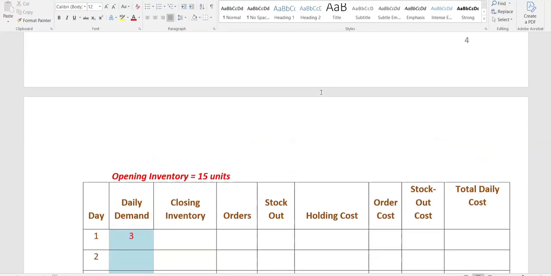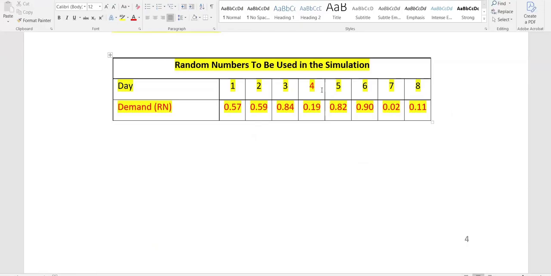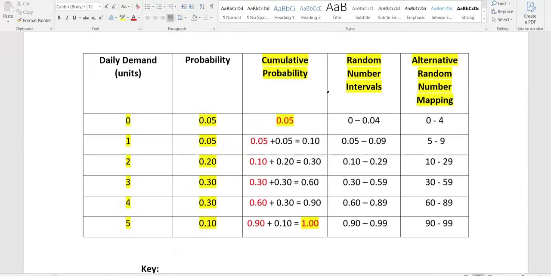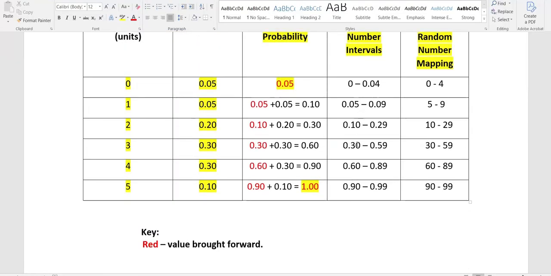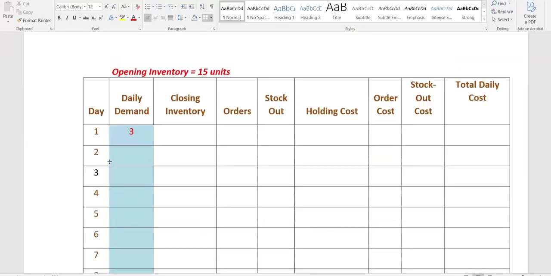So basically, both tables now work in tandem so you can fill that out. That is it. The tables are all working in synergy now. So for day 1, we say, okay, day 1, what is the random number? 0.57. Go up to the table and say, where would 0.57 fall? Between 30 and 59, so that is 3 units for that day. And then you put that 3 right there.